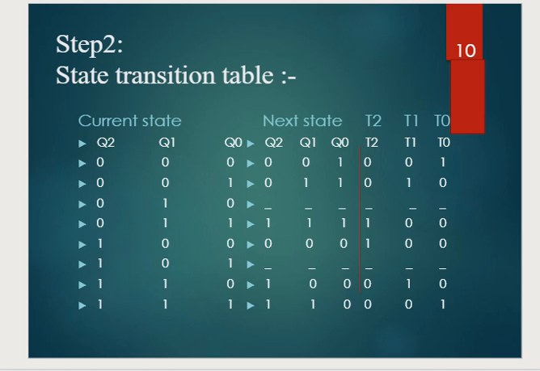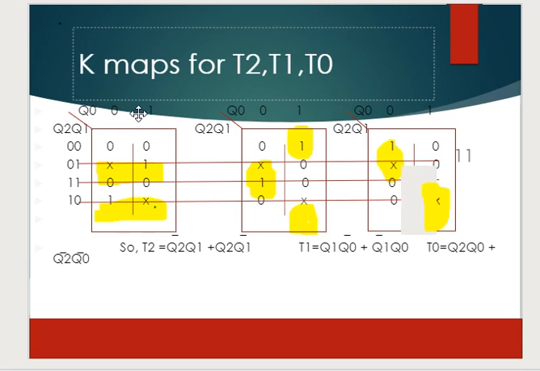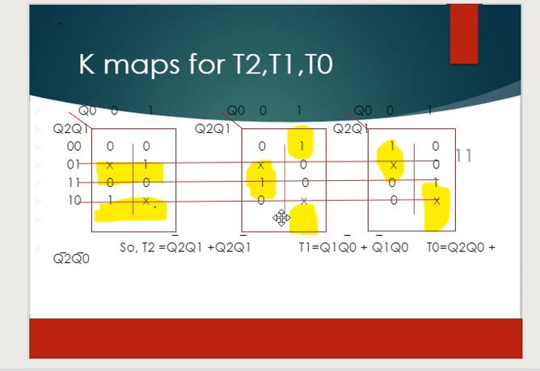Okay, so the next step is to create a K-map for T2, T1 and T0. On the basis of the transition table, we are going to derive our equations by doing simple algebra in the K-map. As you can see on the screen, this is the K-map for T2, this is the K-map for T1, and this is the K-map for T0. After doing all these K-maps, we'll get these equations, as you can see on the screen.